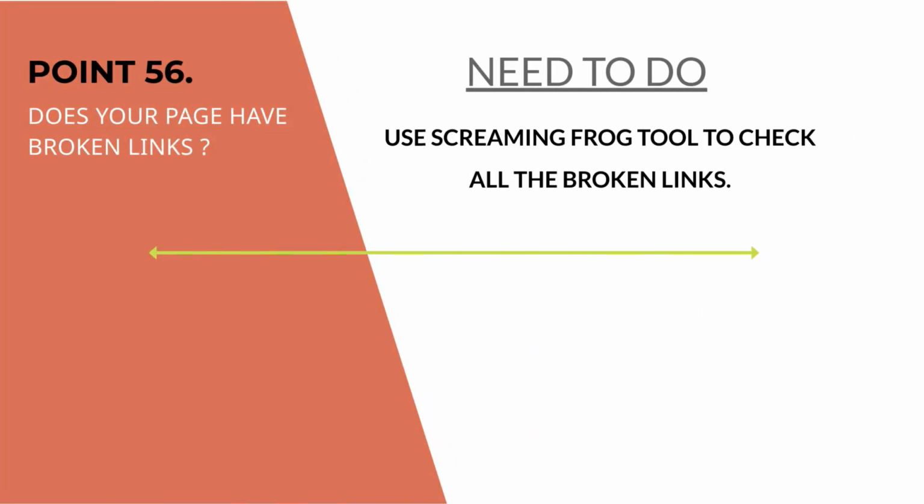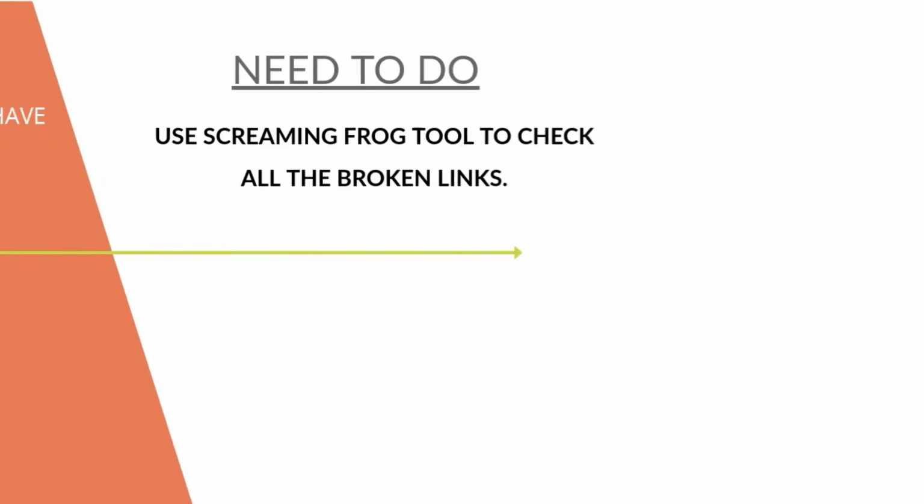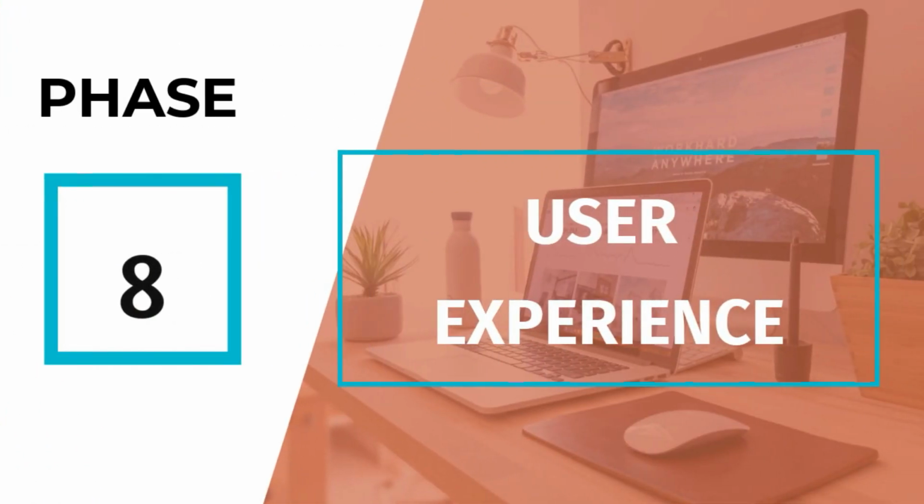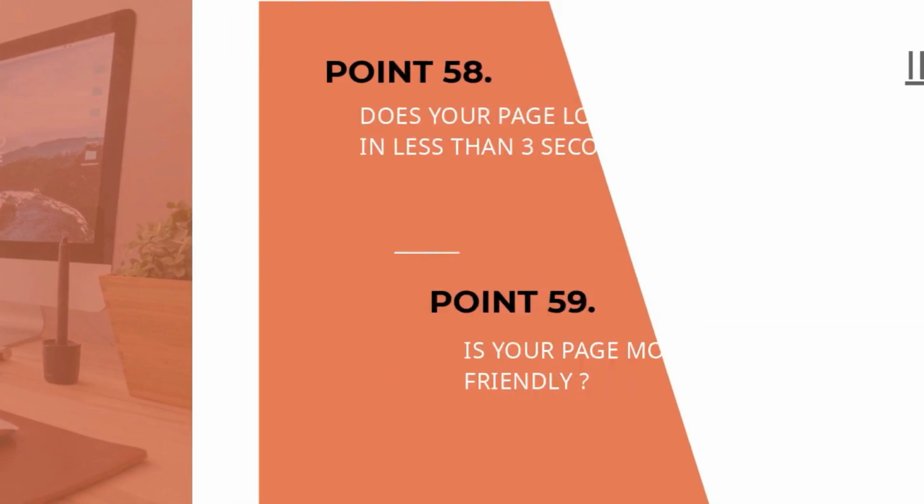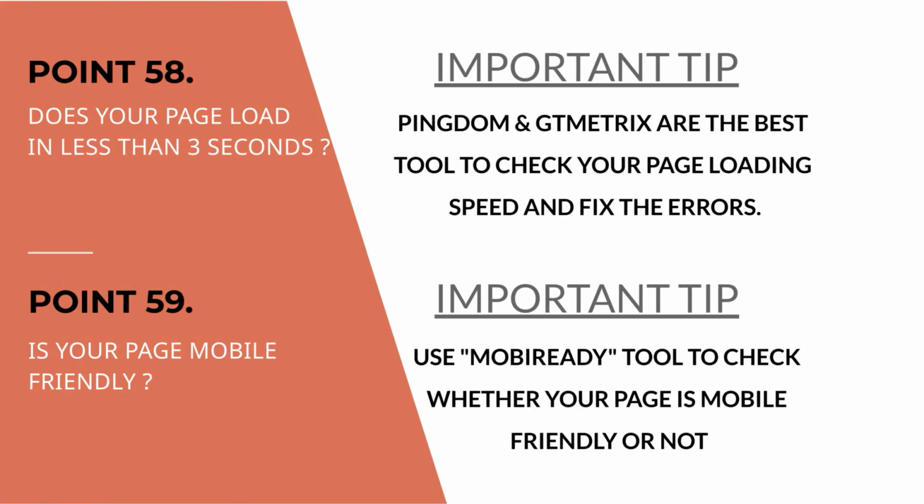Point 56. Does your page have broken links? Broken links hurt user experience and need to be tackled on a frequent basis. Use the Screaming Frog tool to verify this factor. Phase 8, User Experience. Point 58. Does your page load in less than 3 seconds? Page speed is one of the most important UX factors. Improving the page loading helps to improve the SEO performance.